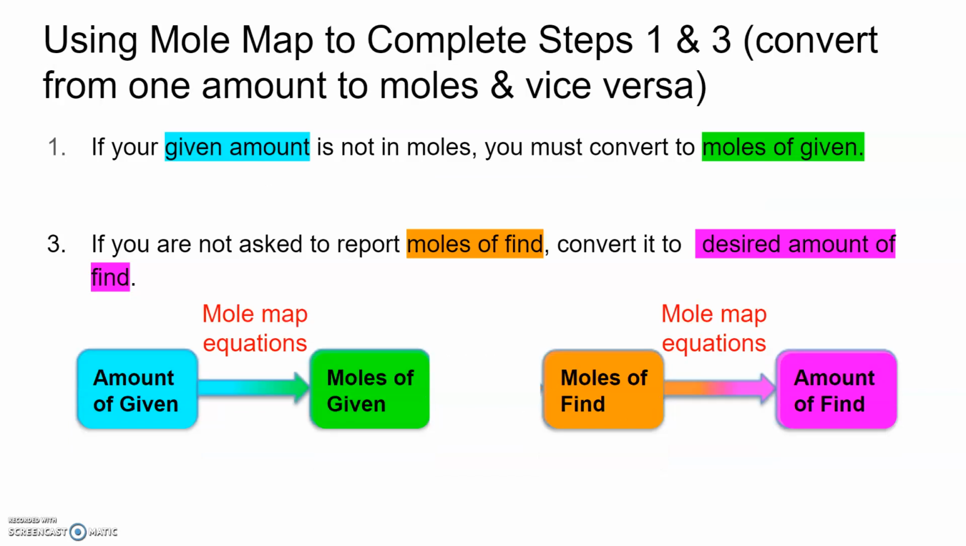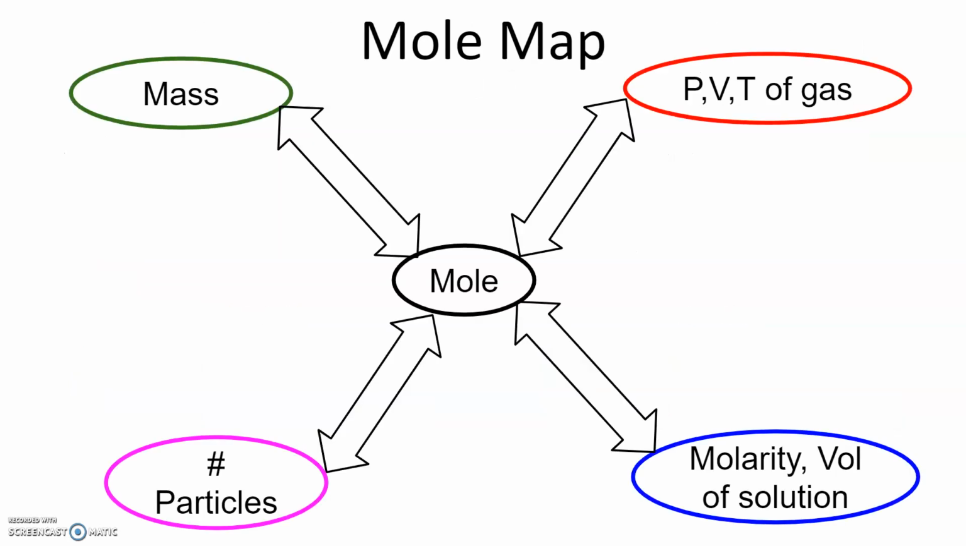So since we already talked about mole ratios, we're going to focus now on the mole map and the mole map equations. So let's take a moment to look at what a mole map is. A mole map essentially is a tool that you can use to convert from one amount to moles and or from moles to another amount. And the reason why this is important is because this is useful for people who are visual or tactile, to help you to see what your brain should be doing or thinking when you're doing these sorts of problems.